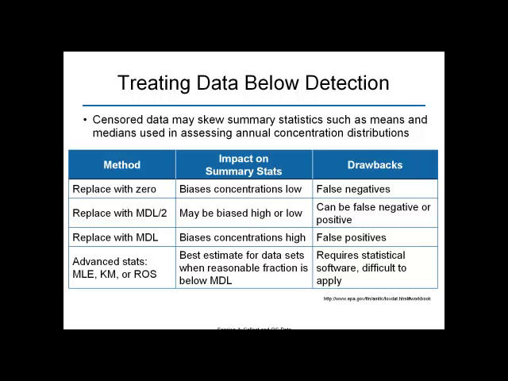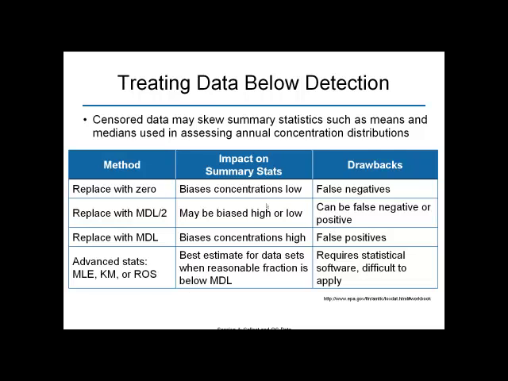So if you have censored data, you're going to skew your summary statistics in some way. And it's oftentimes better to treat that data so that you know what the impact of the data substitution method is on your data. And really, there are different philosophical choices on whether you replace the values with 0, or with method detection limit, or with method detection limit over 2, or whether you have the capability to do advanced statistical techniques such as maximum likelihood estimation, Kaplan-Meier, or robust regression on order statistics.